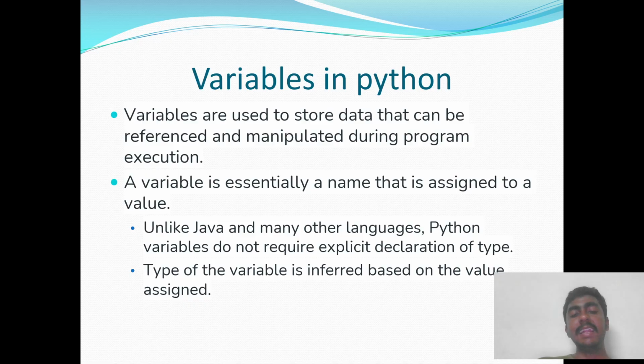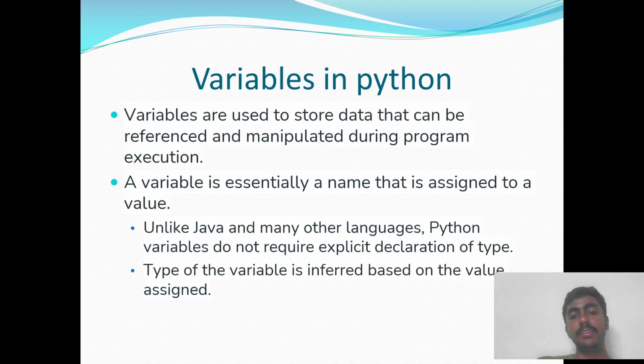So what exactly is a variable? According to the PPT, variables are used to store data that can be referenced and manipulated during program execution. A variable is essentially a name that is assigned to a value. Let's understand this in simple language. In Python, a variable is simply a named storage location. Instead of remembering the exact value, we remember its name.